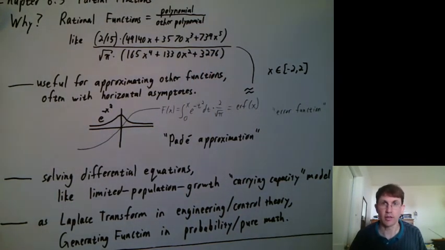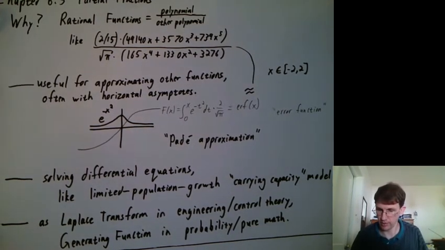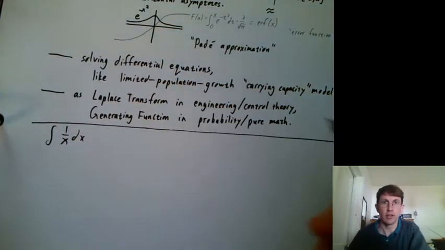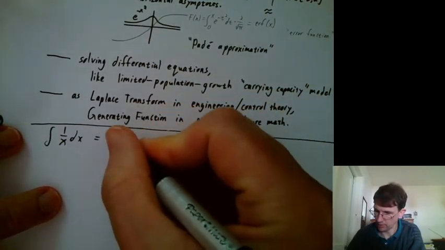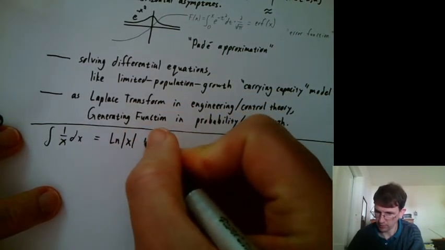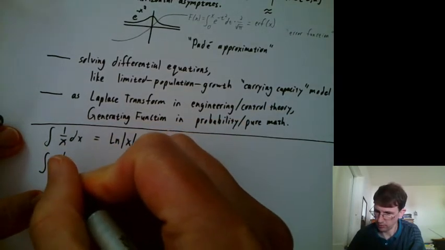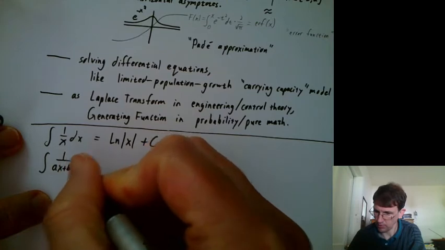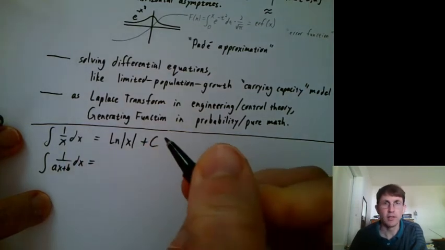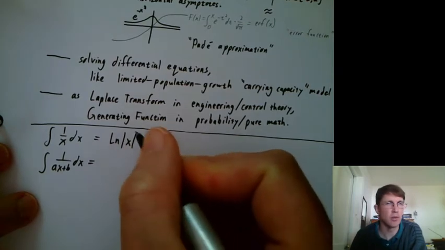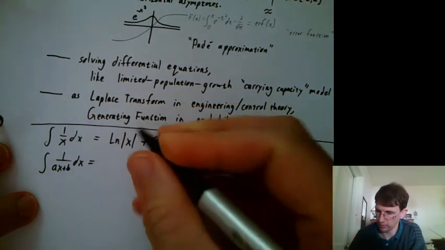So let's remind ourselves of a fairly basic integral and then see what we can do with that. What's the integral of 1 over x dx? You probably remember that. That is log of absolute value of x, right? Let's do a slightly more interesting one. How about the integral of 1 over ax plus b dx? See if you can remember or figure out for yourself what that would be. It's going to be basically log, right? But there's a little wrinkle to it.